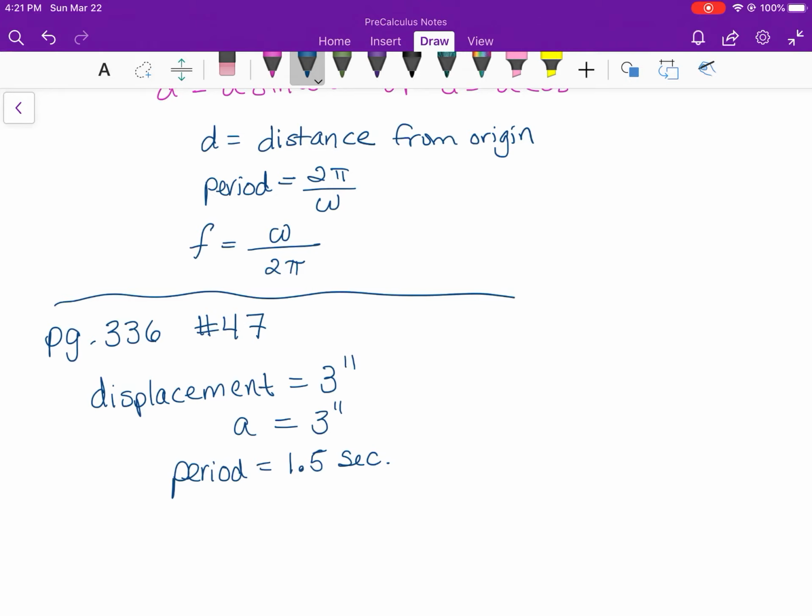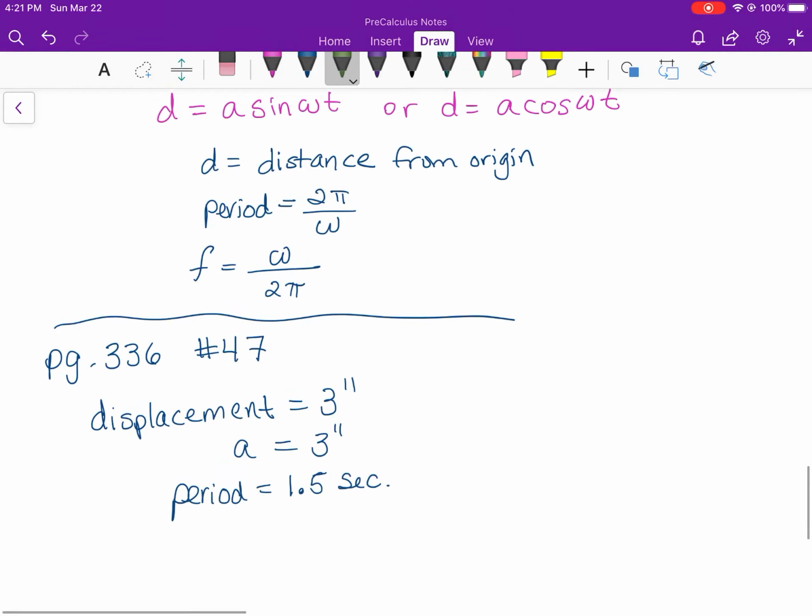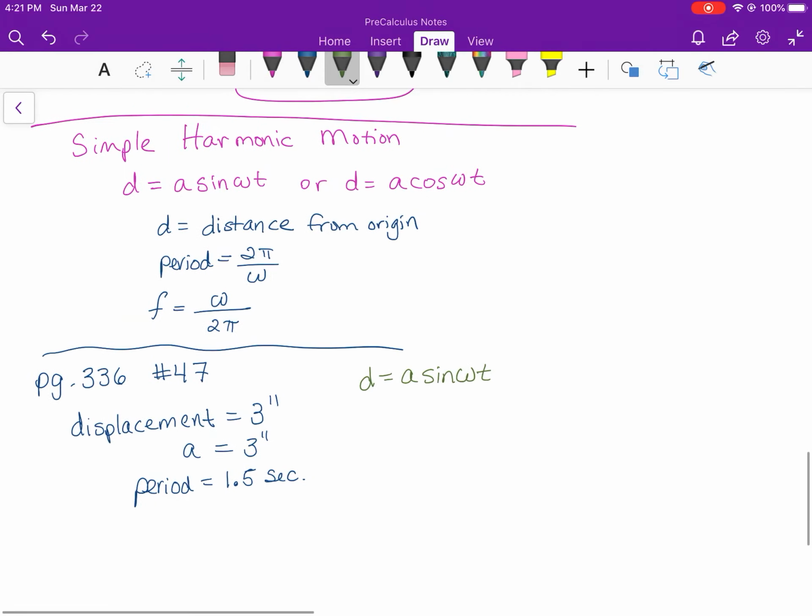Okay, the first thing you're going to have to do is decide which of the two equations you're going to use. Are you going to use this one? Or are we going to use this one? Which one's going to make sense? So let's plug in what we know into each. We know displacement is 3 and amplitude's 3.